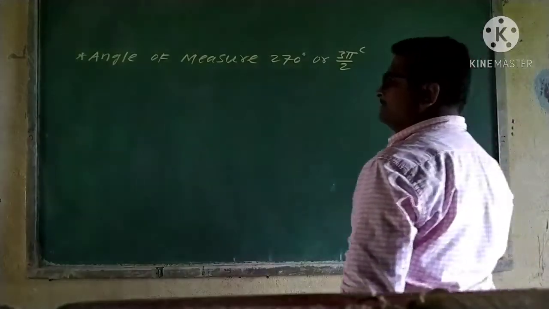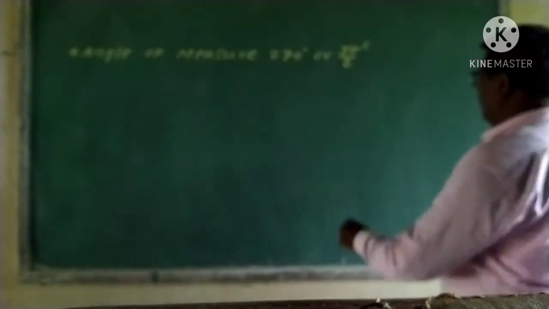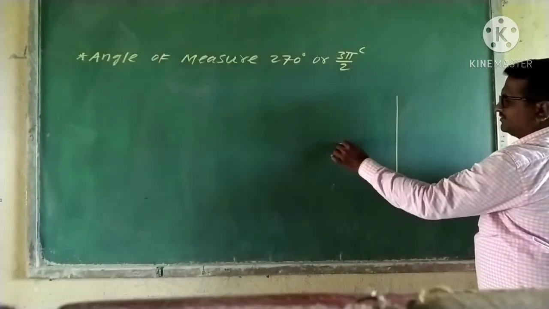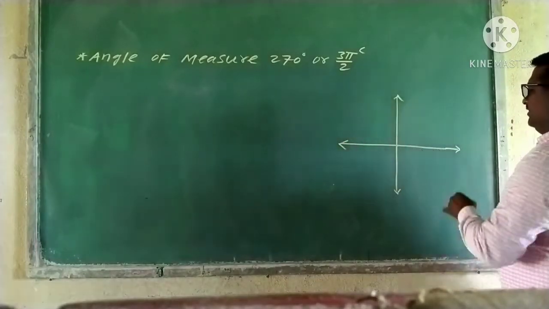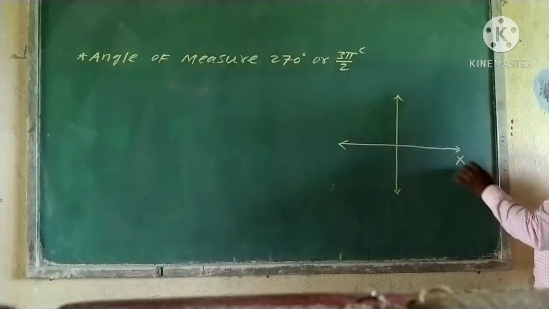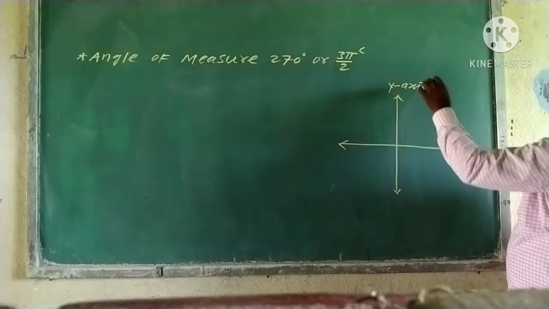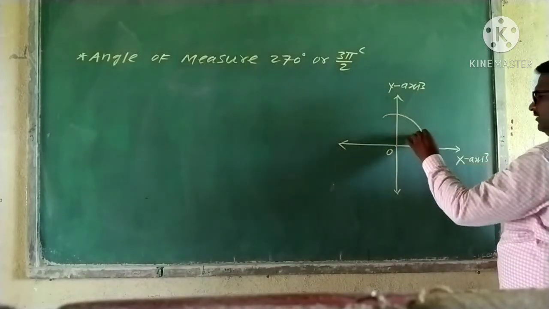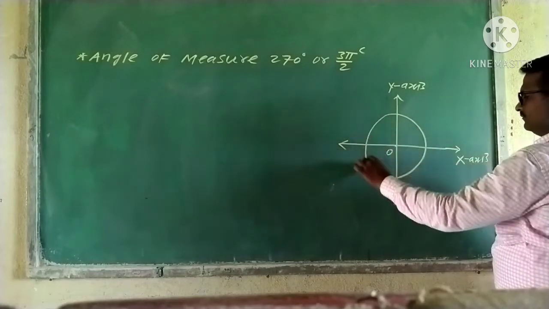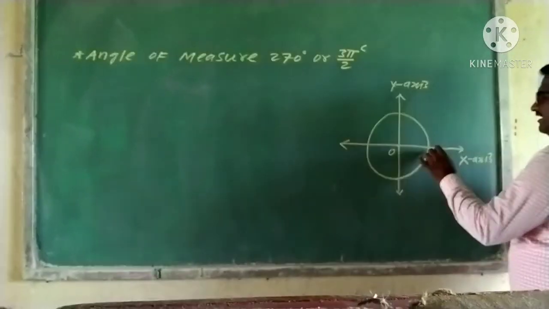Now here we have to consider the standard unit circle. In the standard unit circle, there is the x axis and the y axis. Here this is the origin, and we consider a standard unit circle. Now consider that the common point between the circle and the x axis is A.